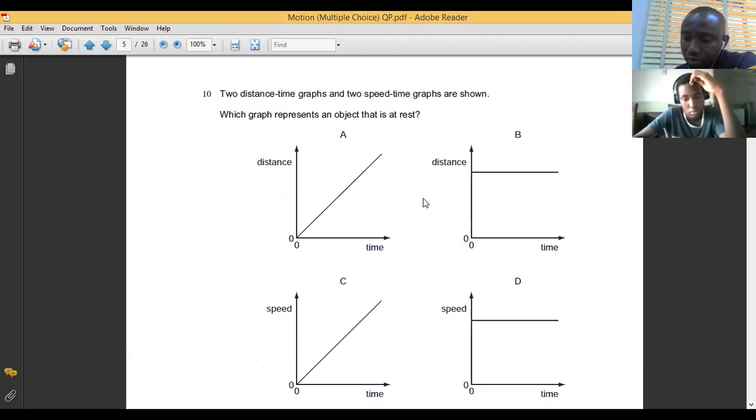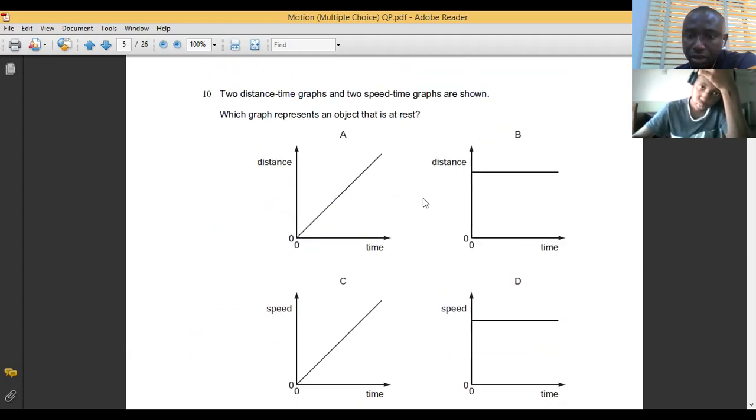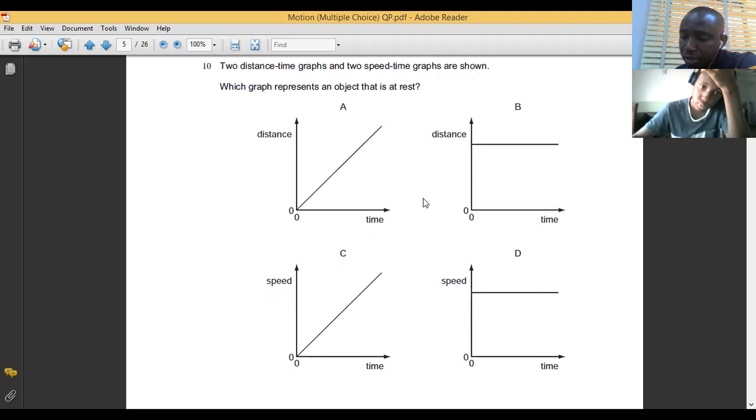Number 10, two distance time graphs and two speed time graphs are shown. Which graph represents an object that is at rest? B. Did you say B? Yes. B, correct.